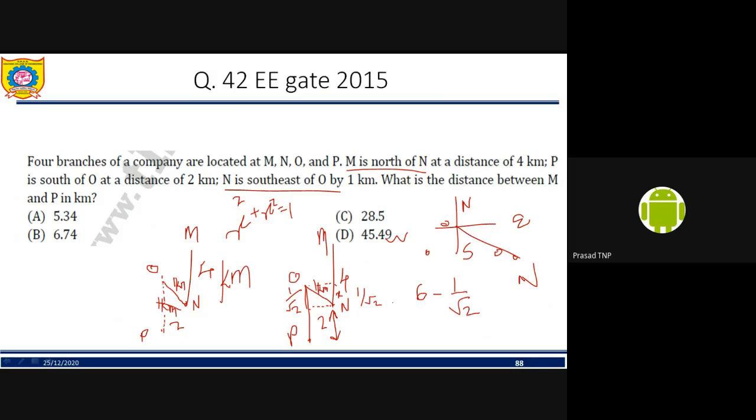So you can check the options. One option is 28.5. So it is too big. 6 minus 1 by root 2 is not 28. C and D are wrong. Option B, wrong, because our final answer is 6 minus 1 by root 2. It's not necessary to calculate, right? So approximation is required. Approximation 6 minus 1 by root 2. So approximately it is 5 point something. So approximate answer is 5.34. So this is a numerical approximation.